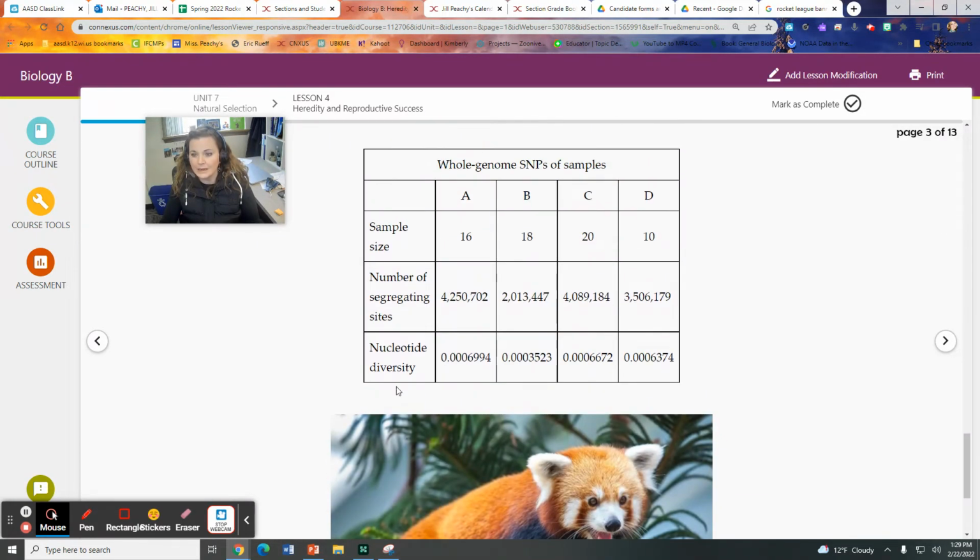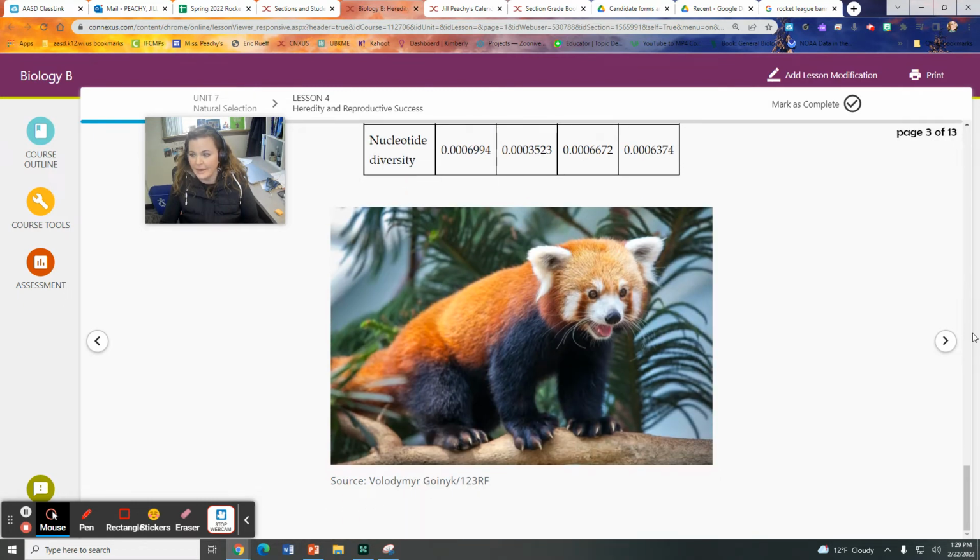So they give you some data, what they saw, the number of segregating sites. As you can see, there's a lot fewer in group B. And then the diversity, those numbers are so small, sometimes it's hard to make heads or tails of that.